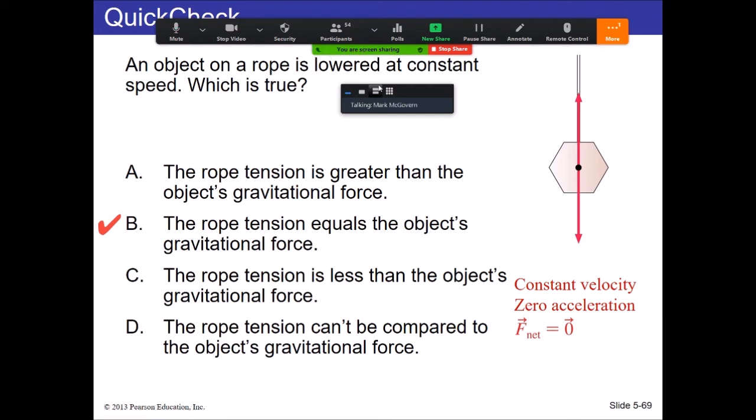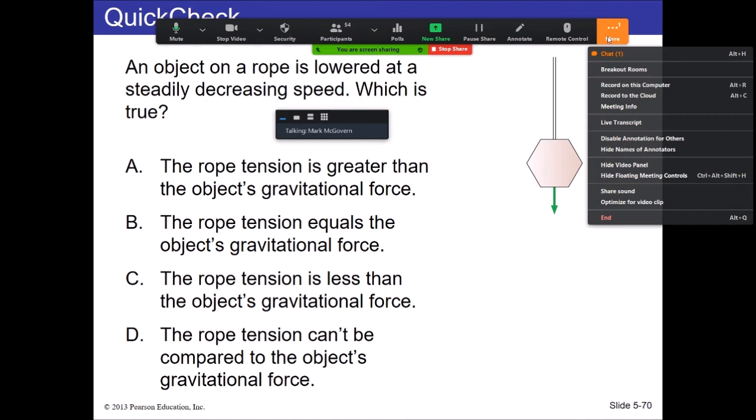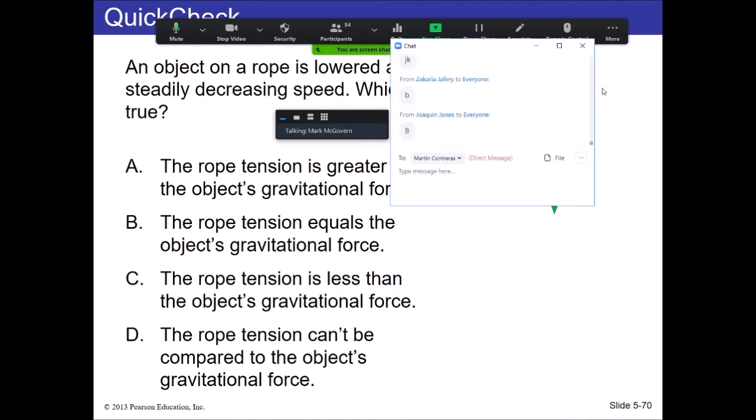If the object is lowered at a constant speed, then according to Newton's first law, F net is zero. There's only two forces that act on the object. Gravity is down and tension is up. Tension must equal gravity. Okay? I'm just going to give you the letters here because I've got 12 minutes or so, and I want to make sure I get through as much as I can.